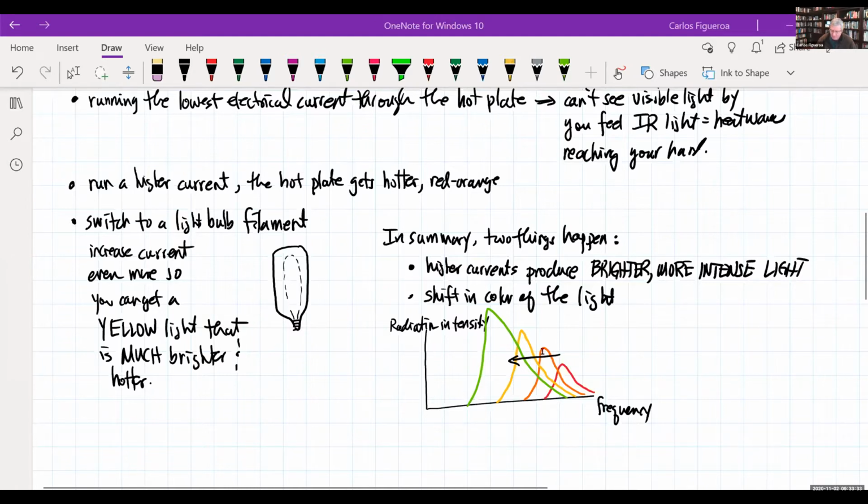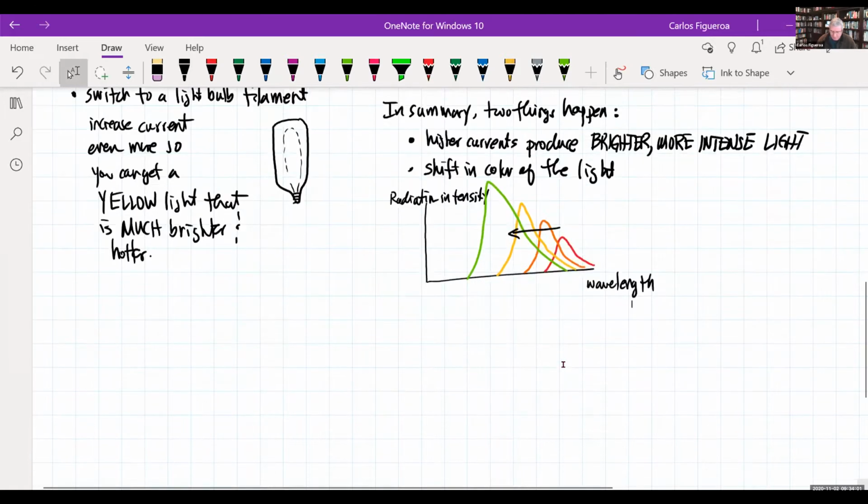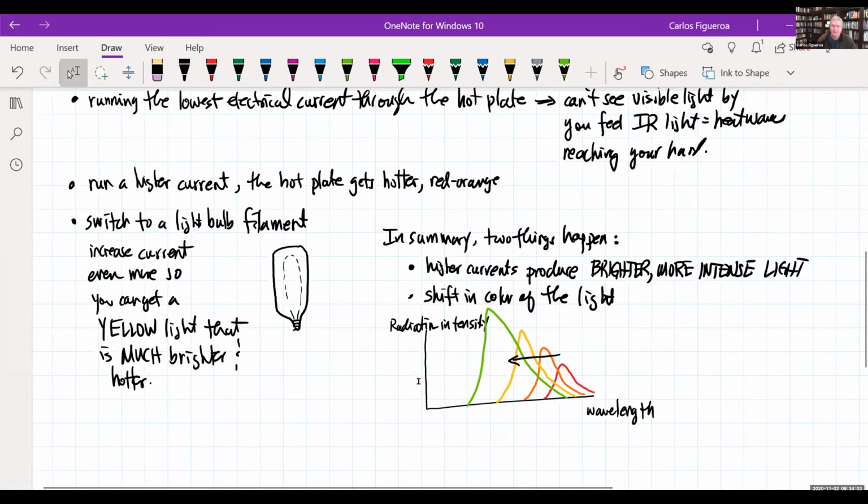By the way, this is not correct. There's no way that's the behavior. This is wavelength, not frequency. I actually prefer frequency, and I'm really struggling with writing wavelength because wavelength's not really the important thing. And so what I'm saying here is that you get this radiation curve.